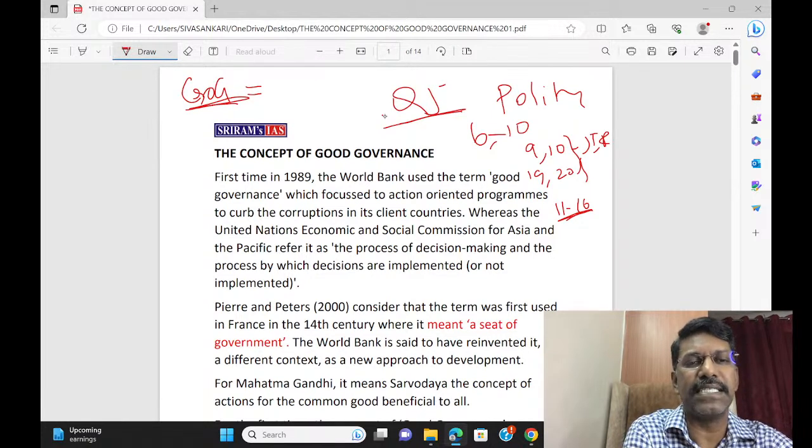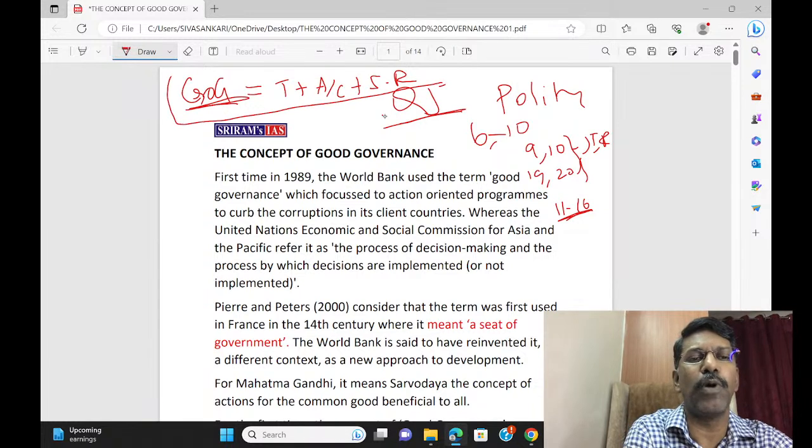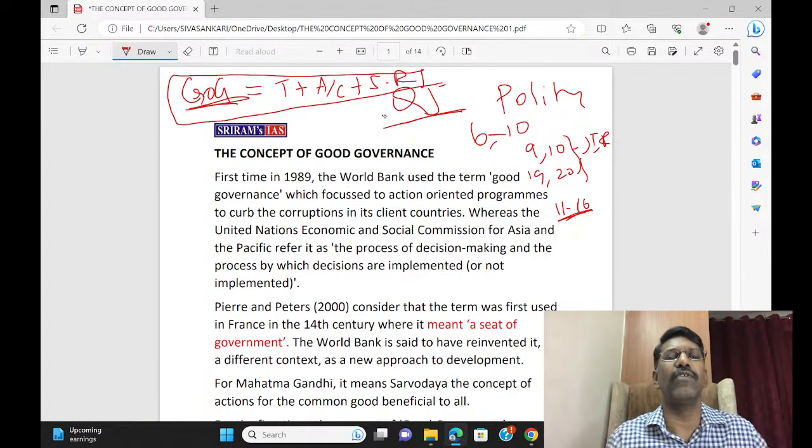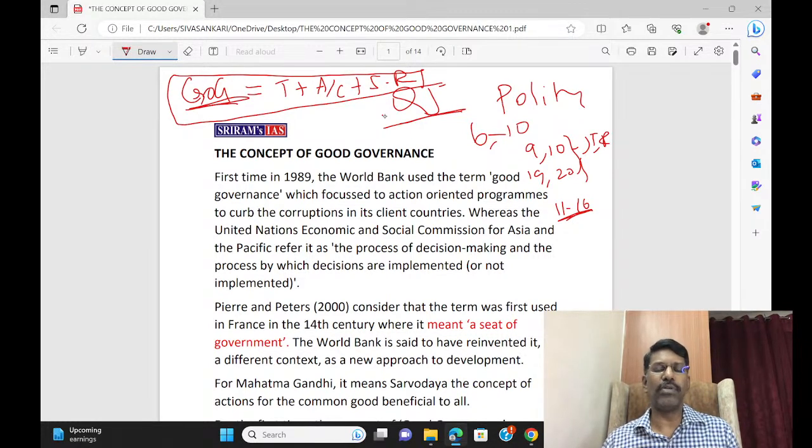Good governance, in the sense that it needs to be classified into the category of transparency plus accountability plus social responsiveness. This is the first point in your mains examination; you need to give it like this: good governance means transparency, accountability and social responsiveness.